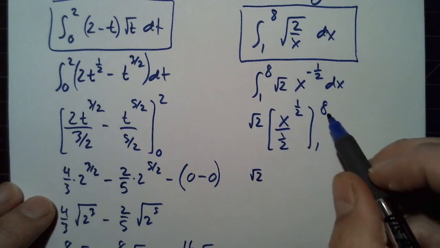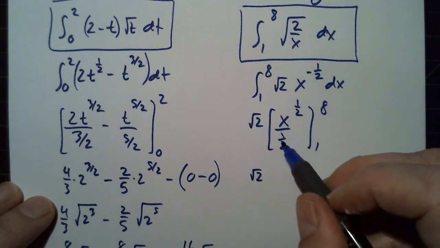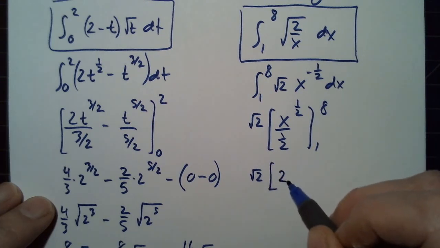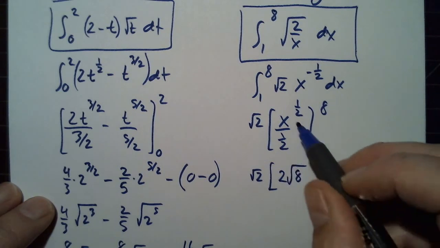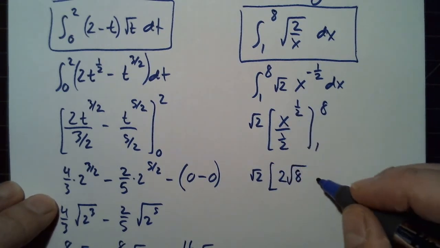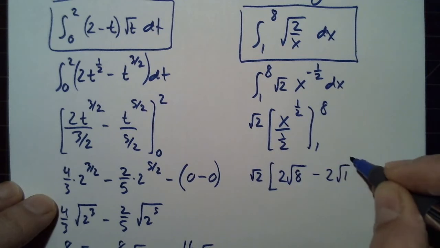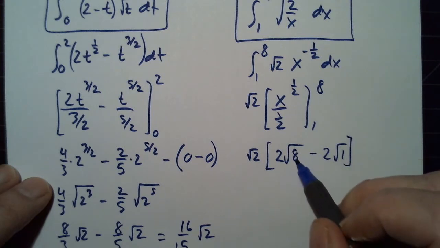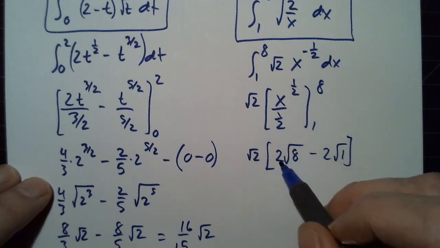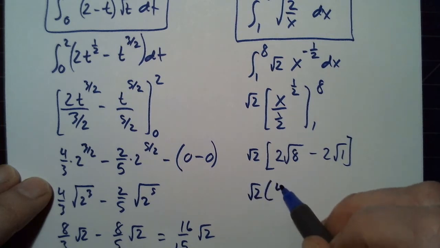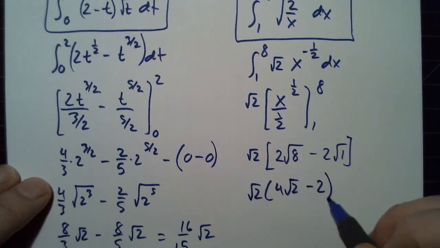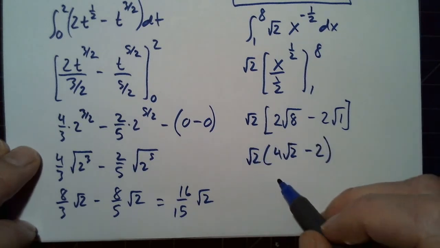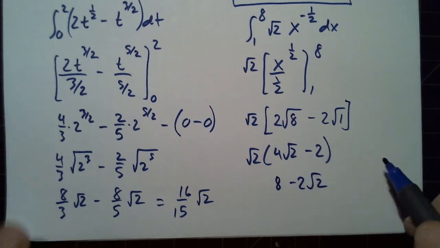So we have radical 2, let's put the 8 in there. Dividing by a 1/2 means multiply by 2. So we have 2 square root of 8 minus 2 square root of 1. Square root of 8 simplifies to 2 radical 2, so we have 4 radical 2 minus 2. And we can distribute the radical, so that'll become 2 times 4 is 8 minus 2 radical 2.